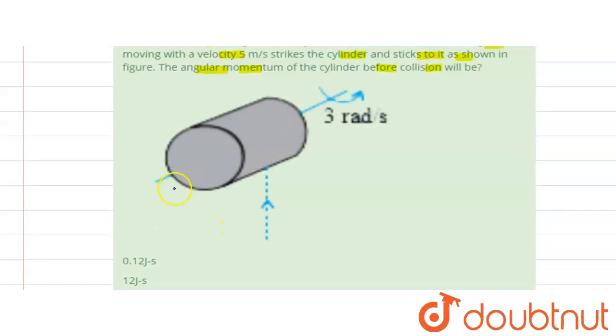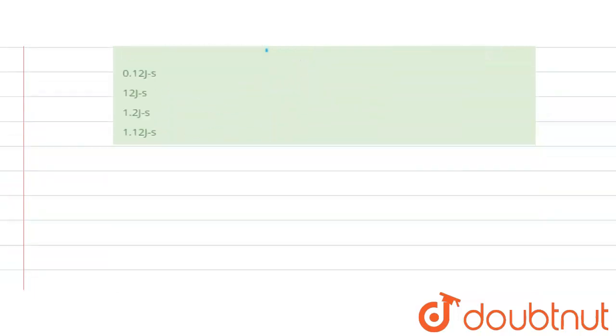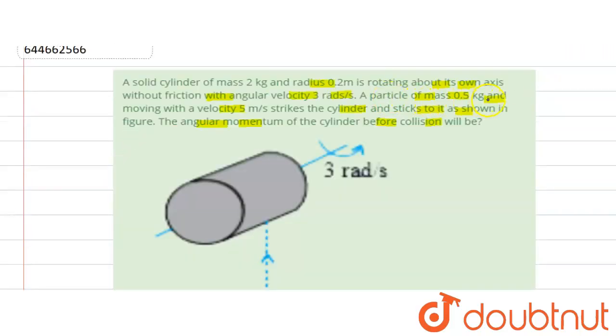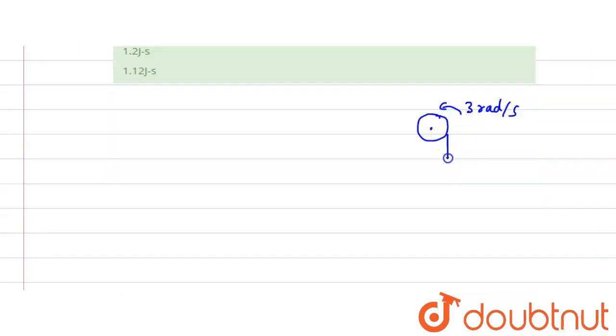Firstly, this looks like a disc type object, and it rotates at 3 radian per second. It is given in the question that a particle of mass 0.5 kg moving with velocity 5 meter per second strikes the cylinder and sticks. But we only have to find the angular momentum of the cylinder before collision.